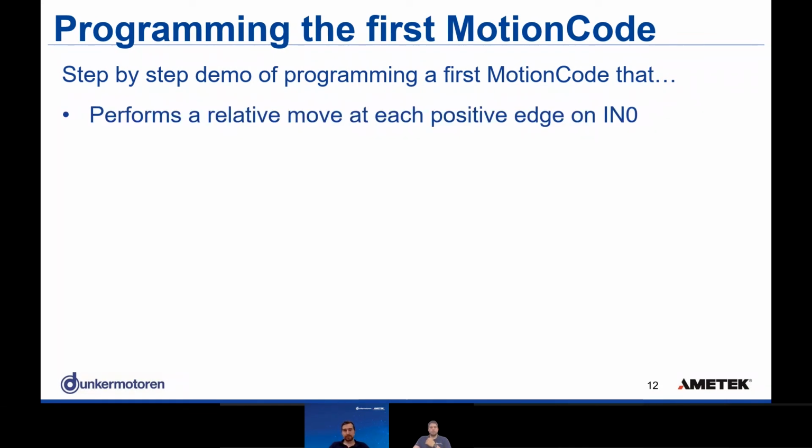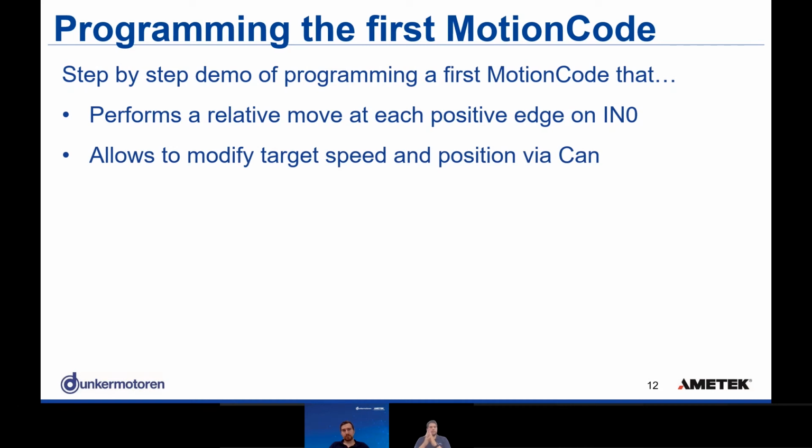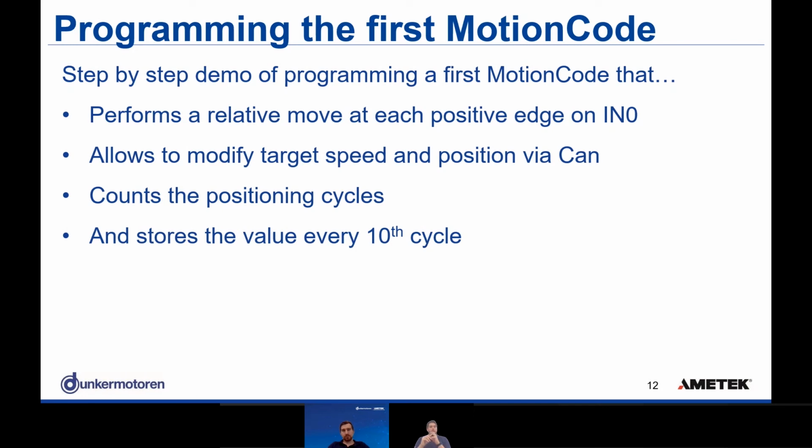This motion code should be able to perform a relative move at each positive edge on input 0. Then in the next steps, we will modify the program in such a way that it allows us to modify the target speed and the position where the motor should go via CAN. Then we want to count the position cycles, so how often the motor performs this positioning. So we more or less count the edges. And at the last point, we want to store the value of this position cycle every second time.